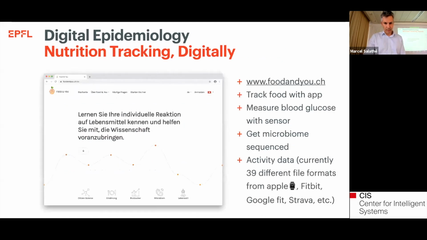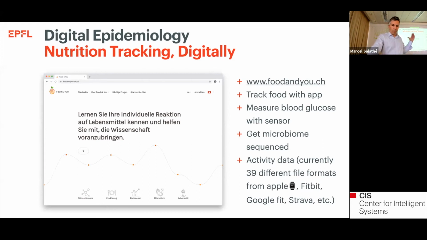So I can't go into any great details here, but I want to show you what we're doing in this space, because we're essentially doing two things. We're running a digital cohort tracking one specific question around nutrition, namely with respect to blood glucose levels. And then we're also building infrastructures that others use, and I will show that in a minute.